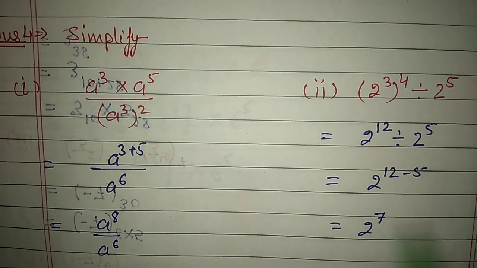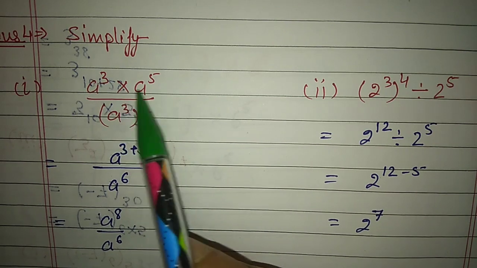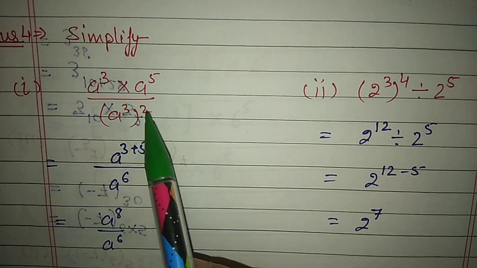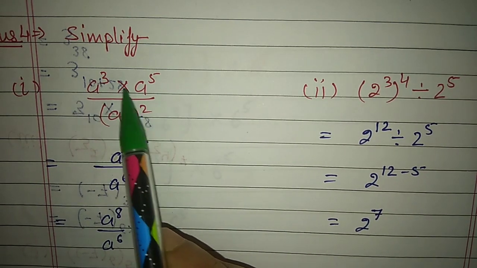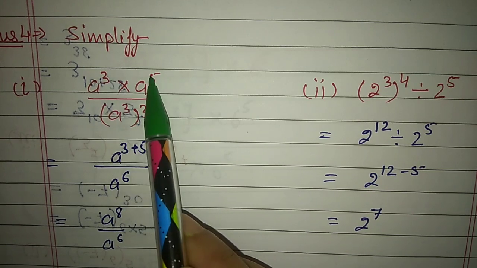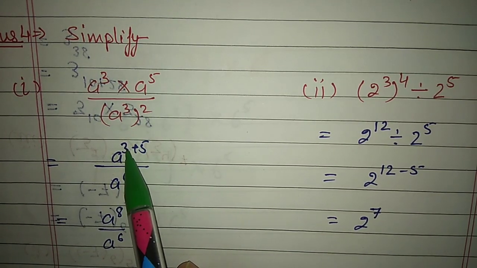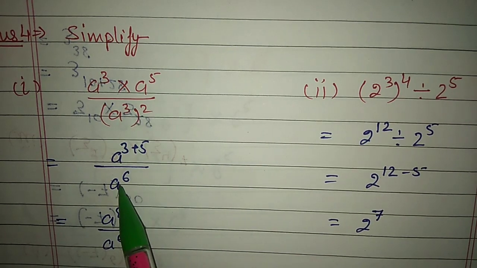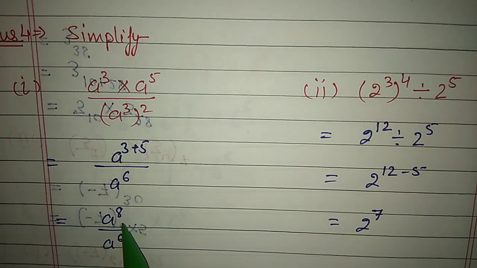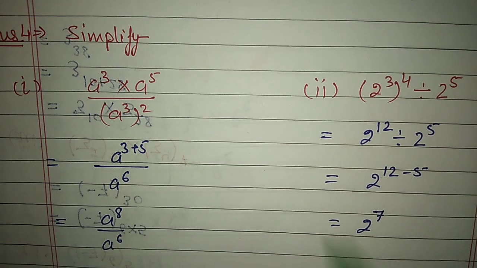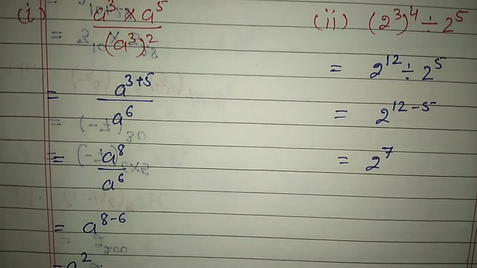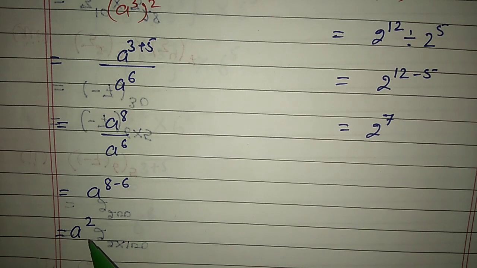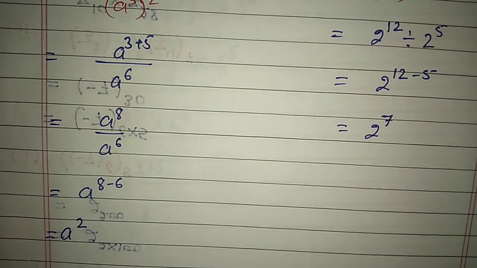Fourth, simplify. First part, a^3 multiplied by a^5 divided by (a^3)^2. In numerator, base is same, multiplication symbol is there, it means power we have to add. So a to the power 3 plus 5. In denominator, power to the power means we have to multiply, so it will become a^6. Then we have a^8 divided by a^6. Division means power we have to subtract. So a to the power 8 minus 6 is equal to a^2.